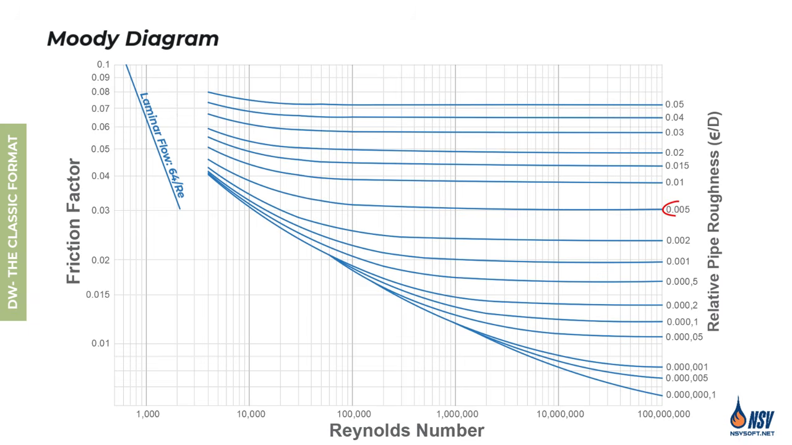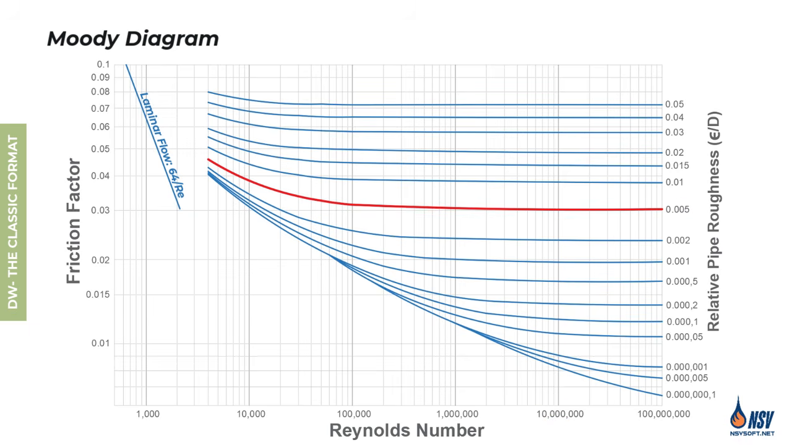First, we find the pipe's relative roughness on the right axis and follow its corresponding curved line into the graph. Second, find our calculated Reynolds number on the bottom axis and move straight up until you intersect the curve we are tracing. Third, from that exact point of intersection, move straight across to the left axis. The number we land on is our friction factor, ready to be plugged straight into the Darcy-Weisbach equation.